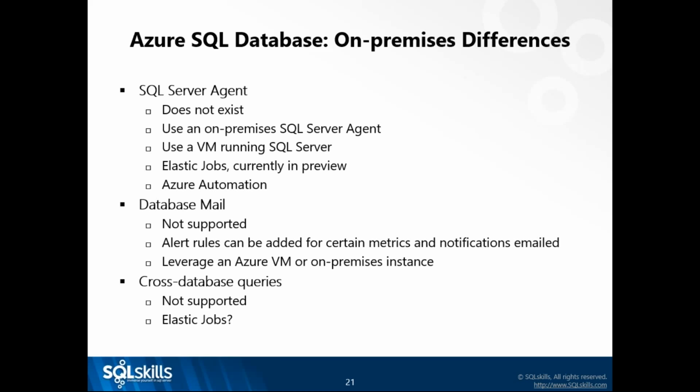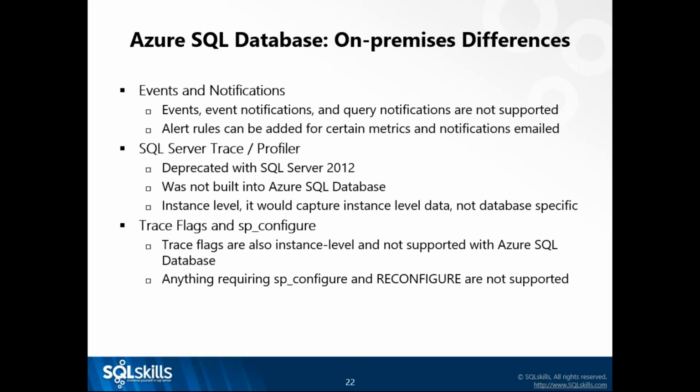And there's no cross database query support. It's just not supported. There's this thing called Elastic Jobs, but that's been the number one showstopper for preventing someone migrating existing on-premises to Azure SQL Database if they have multiple databases and those databases need to talk to each other. Events and notifications: your events, event notifications, query notifications, not supported. Again, you have the same alert rules, but there's like 15 conditions, and that's it.